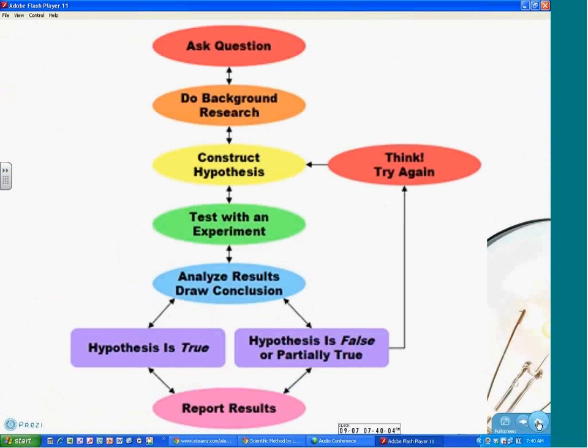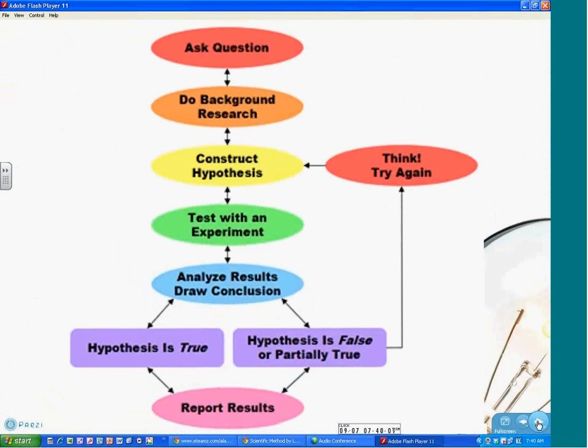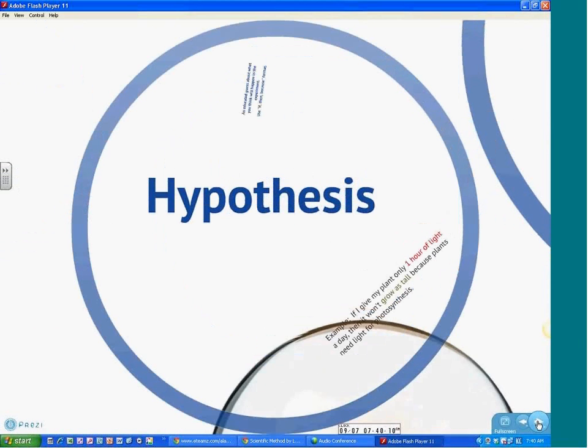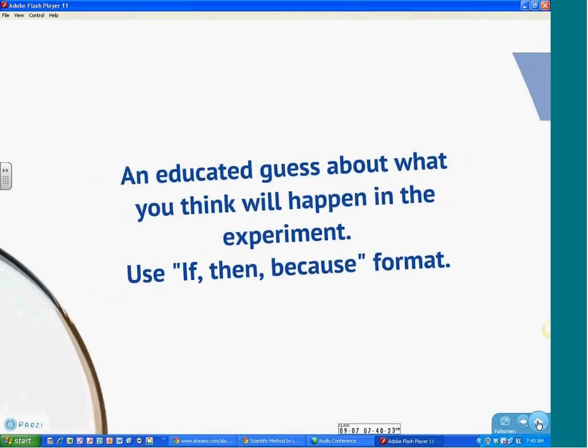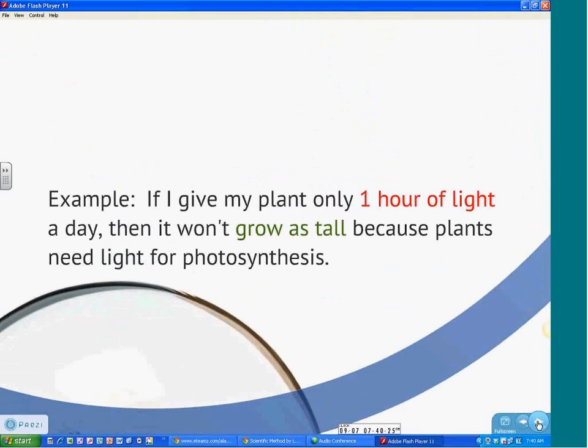That leads us to our next step. We've asked a question, we know what we're doing, done a little background, and now it's time for us to construct a hypothesis. A hypothesis is basically an educated guess. It's an answer to our question. We always want to form our hypothesis in an if, then, because format. That way, when we're done, we can go back and say, yes, I was right, or, man, I was off.